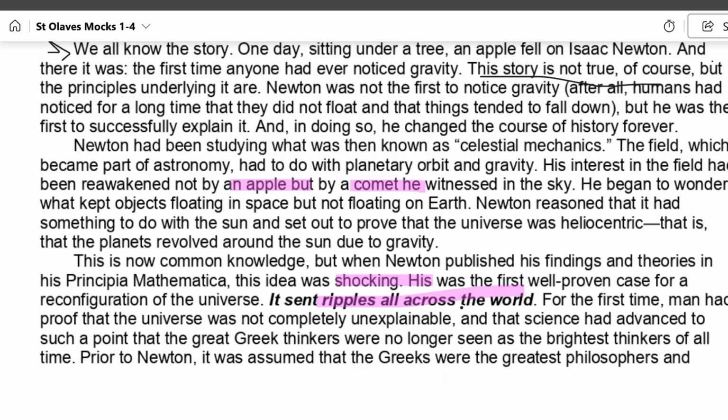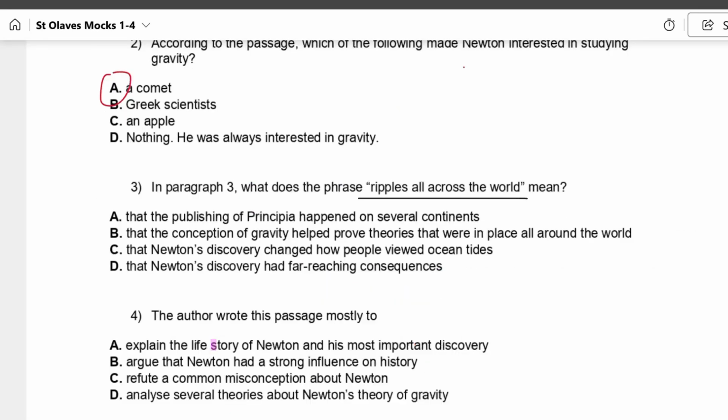Is it physically shaking the earth? No, it's not. It's talking about the scientific theories that were circulating at the time. So we know this isn't to do with ocean tides. It's just a metaphor. It's talking about how scientific theories across the world were shaken by this theory. It didn't really help them prove themselves, therefore it's not B. And D seems to be the most applicable, as it had far-reaching consequences for the world of science.